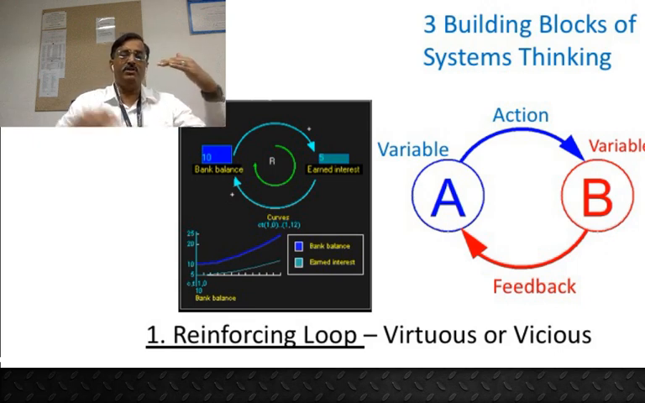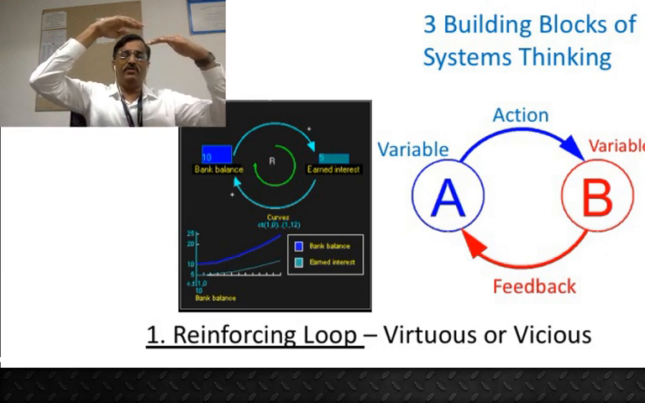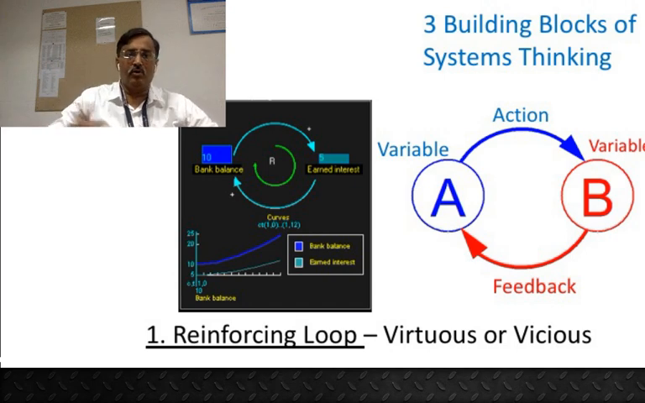So you have a bank deposit which gives you interest, which further grows the bank deposit and which further increases the interest, and this keeps on going in a loop. So a variable A on which you take an action and it impacts variable B, which gives you feedback which further reinforces variable A. So the bank interest is a virtuous loop where the deposit keeps growing. On the other hand, when there is a bank run, when everybody starts withdrawing money, you have set a vicious loop in motion.